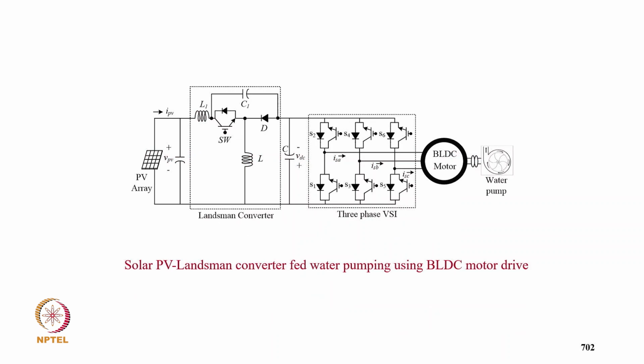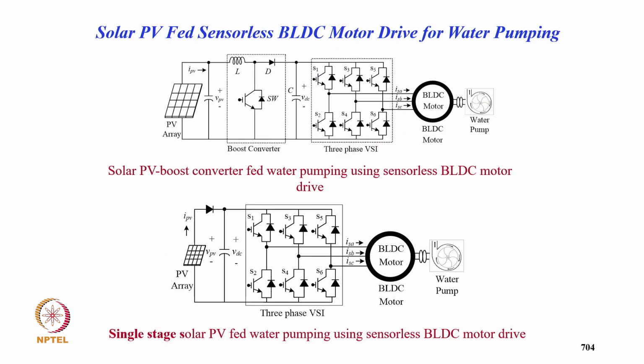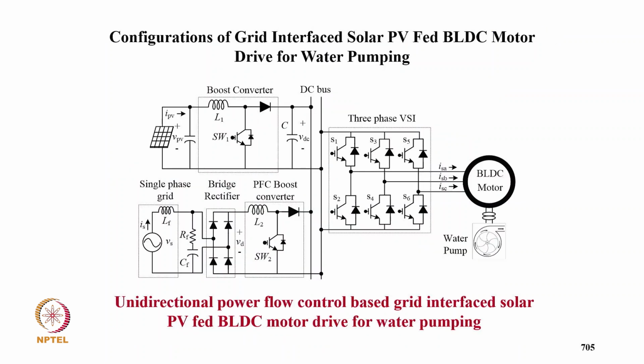and then we have a Landsman converter after the solar, and then to control DC link voltage and inverter we operate in electronic commutation mode. In this simple single stage converter, only an inverter is used with the solar panel, and we control it by operating in PWM control. We are able to get maximum power tracking also to operate the pump. And this is typically the solar PV boost converter water pumping with sensorless control, position sensor based, and single stage sensorless control.